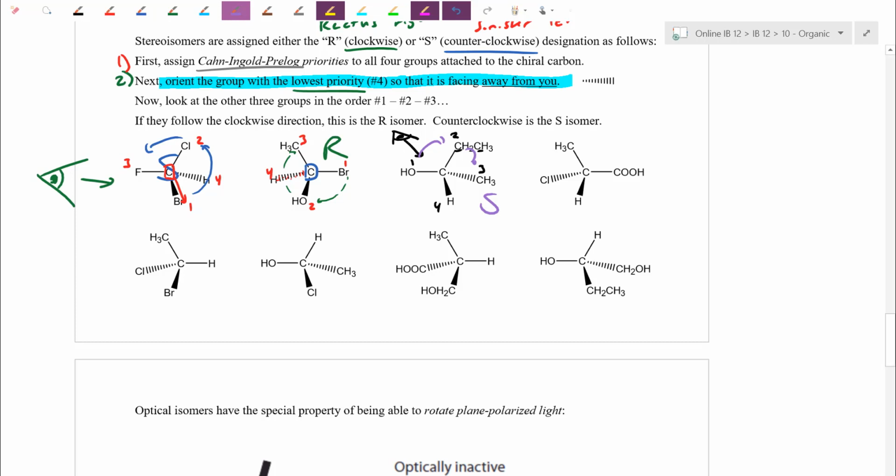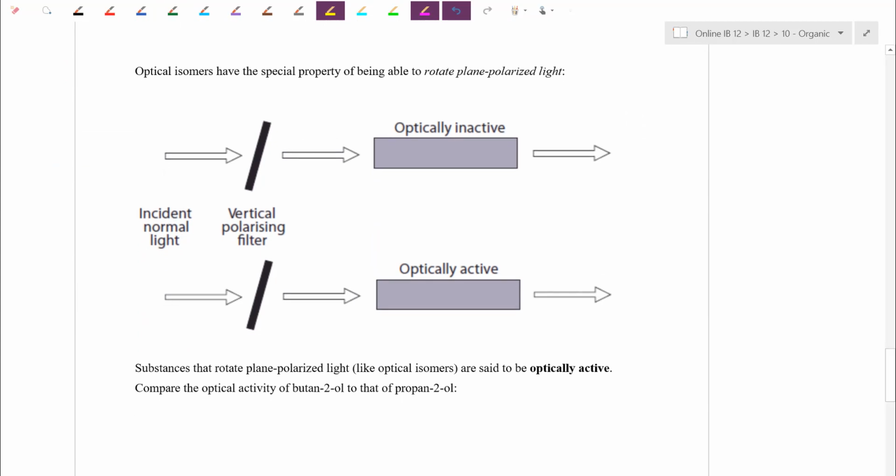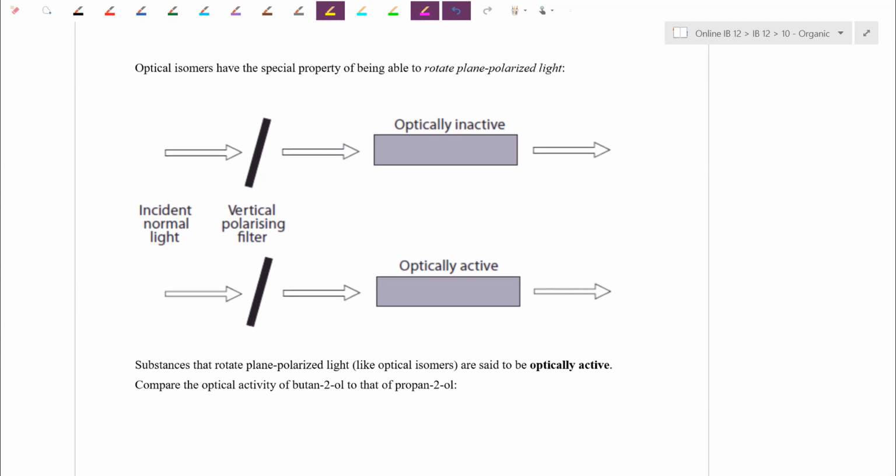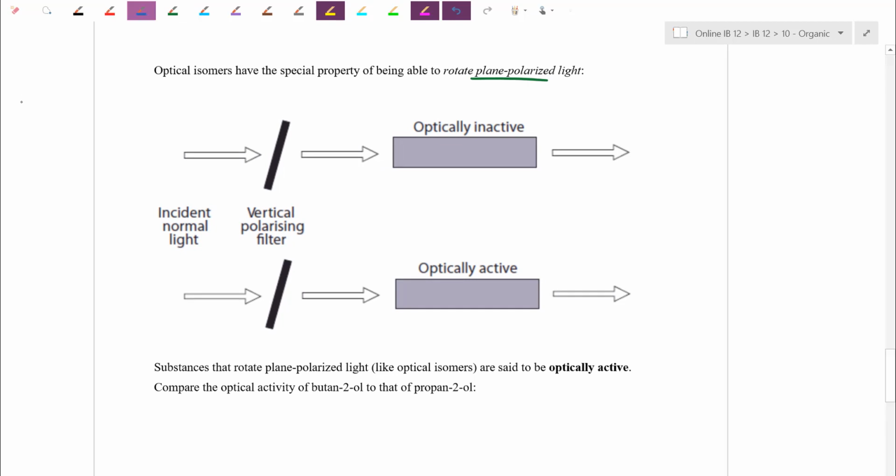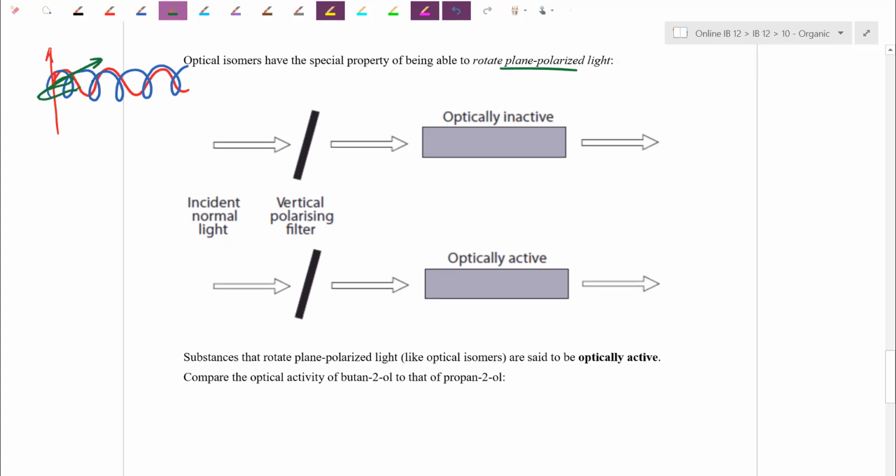Okay. I just want to finish off this section here. If we have optical isomers, if we have these enantiomers here, what is one physical characteristic that might be different between them? Optical isomers have a special property that they can actually rotate what's referred to as plane polarized light. Light is actually like a spiraling wave here. We have electromagnetic waves that are oscillating up and down, so in the vertical axis. We have magnetic fields that are oscillating in the in and out axis. That gives rise to this sort of spiral orientation.